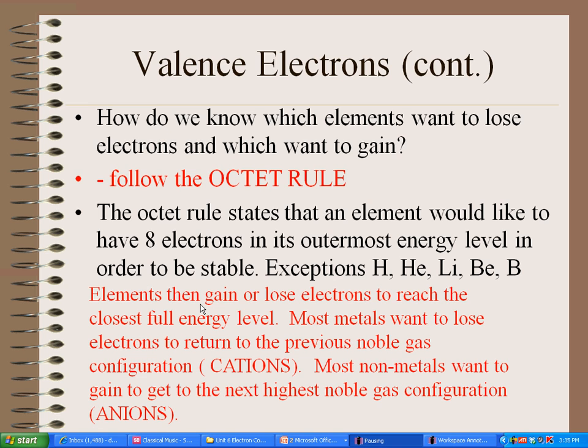closest full energy level. Most metals would want to lose electrons to return to the previous noble gas configuration. We call those cations. Most nonmetals want to gain to get to the next highest noble gas configuration, and we call those anions. Okay, so take some time and copy that. I'm going to ask the sub to pause. Would you copy that, please?